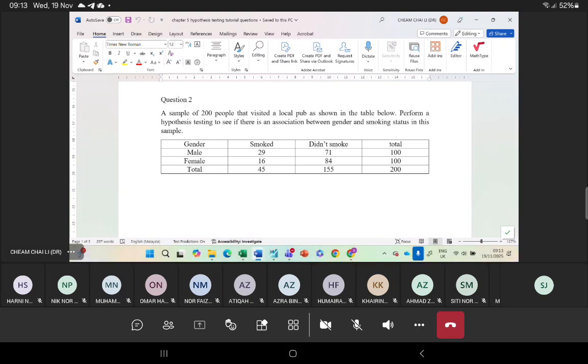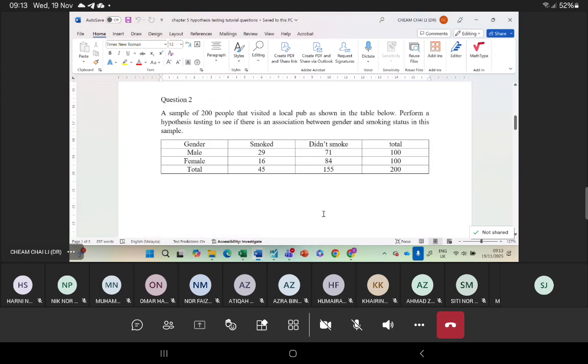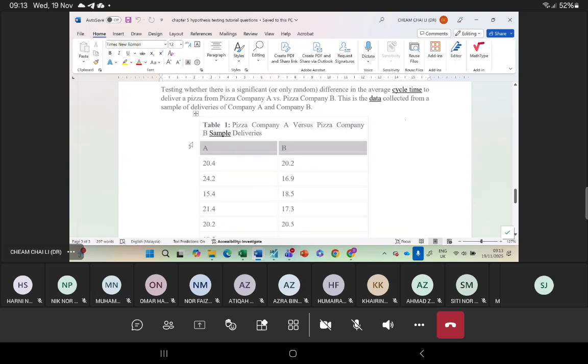Okay, and then yeah, let's look at our lesson plan. Yeah, last, yeah. Idea, what's that? Question 5. Okay, question 5. Okay, testing whether there is a significant difference in average cycle time to deliver a pizza from pizza company A compared to pizza company B.